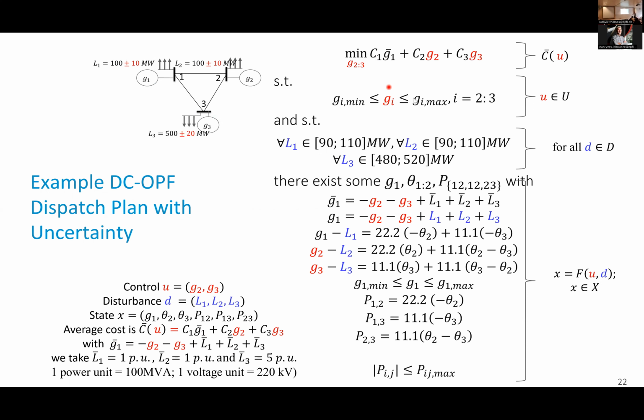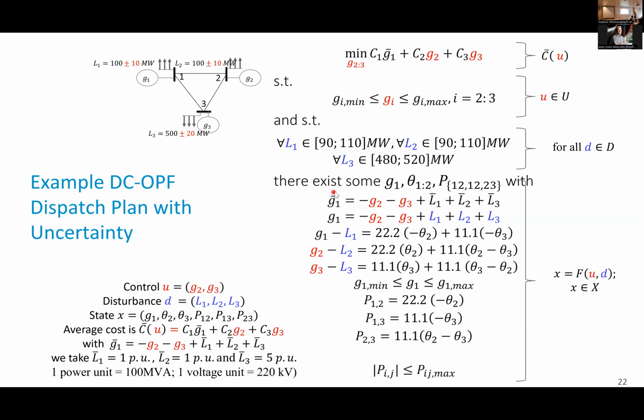Now, what are the constraints? Well, the set points that I choose must be within the bounds here. And now, for all values of the disturbances that are within the prediction intervals I have: I've predicted a value of 100 for L1, but if I want to be a bit safer, I know that with large probability it will be between 90 and 110. So that's what I'm assuming.